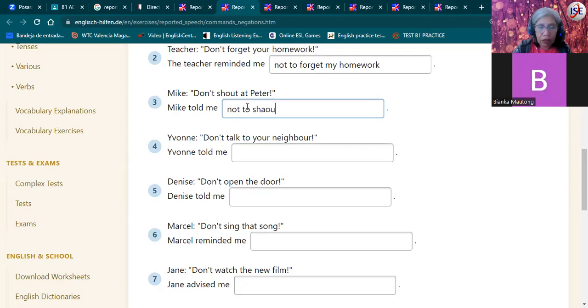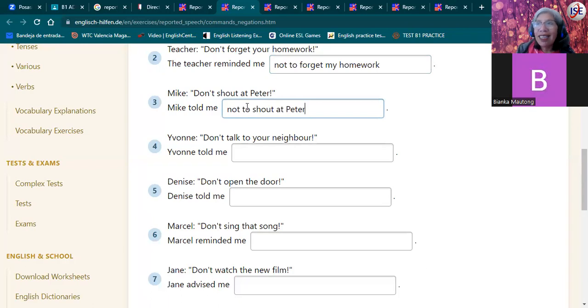Shout. What is the meaning of shout? Shout. We have different words for gritar. Cuando se grita sin intención, por un susto, por terror, por una sorpresa, it is scream. Okay? Then we have yell. Yell and shout.